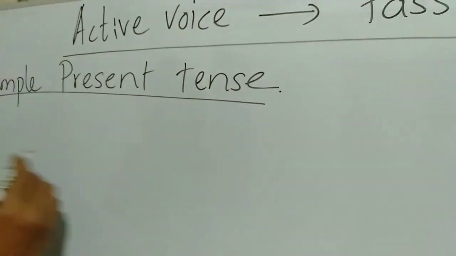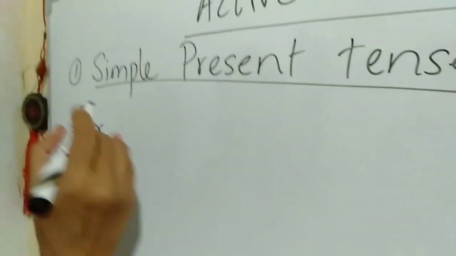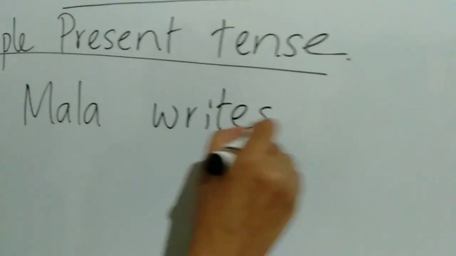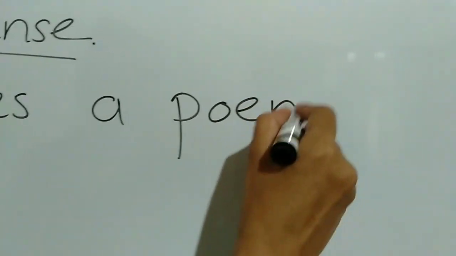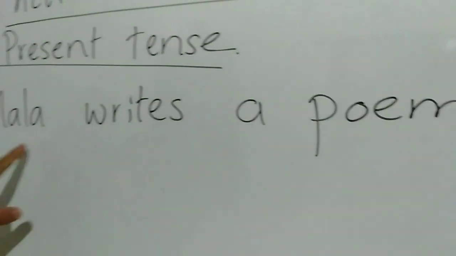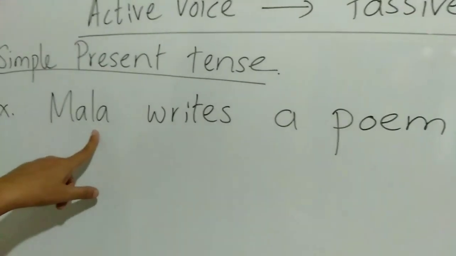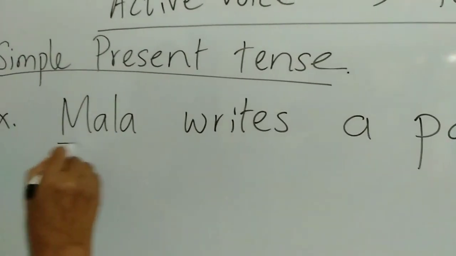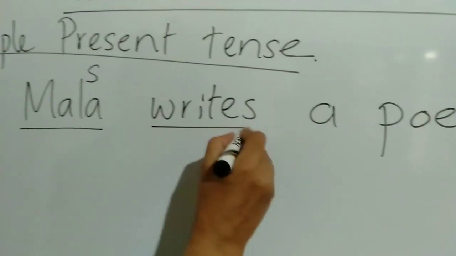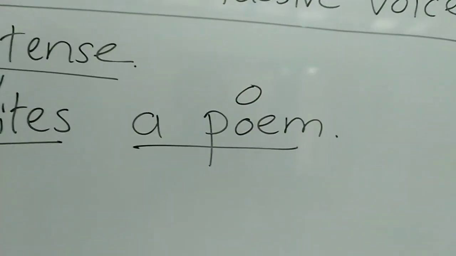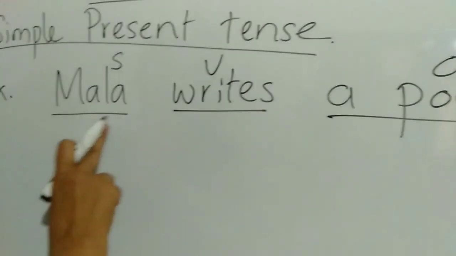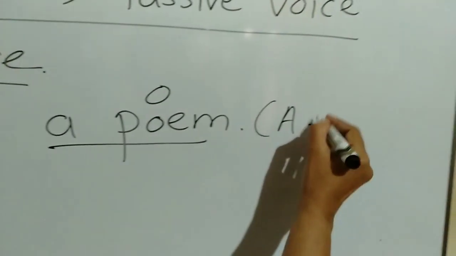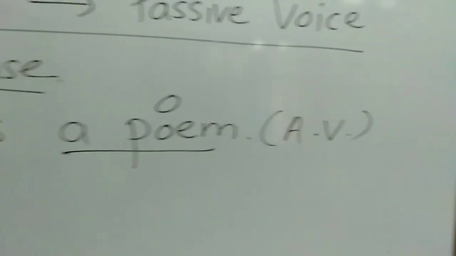Okay, taking one example like this. Mala writes a poem. How can you say this is an active voice sentence? It is very clear to you the subject of this sentence, verb, and the object. As it is very clearly given subject, verb, object here, we can say this is an active voice sentence.